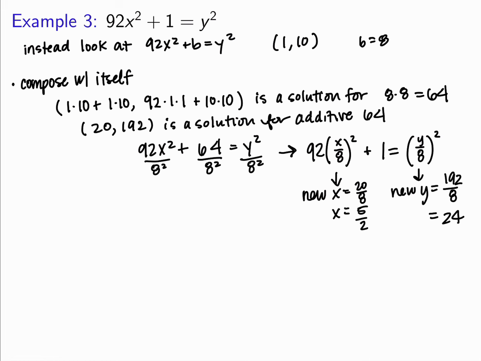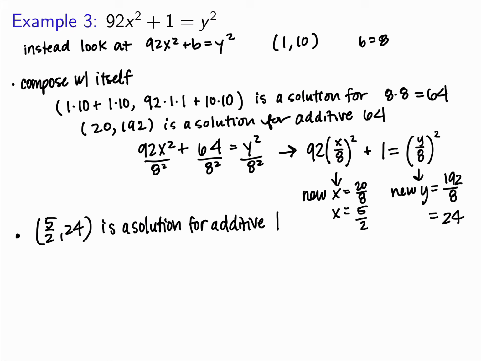So what does that tell me? It says that 5 halves, 24 is a solution for additive. And now what additive is it a solution for? Well, look up here. If I just kind of replace, instead of saying x over 8, if I just say this is something squared, that something could be 5 halves. This something could be 24, and it's now a solution for additive 1. So that's sort of my trick to get back to that additive 1.